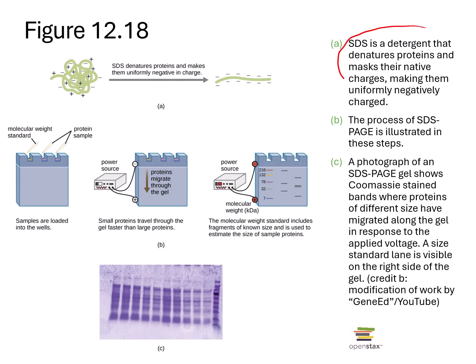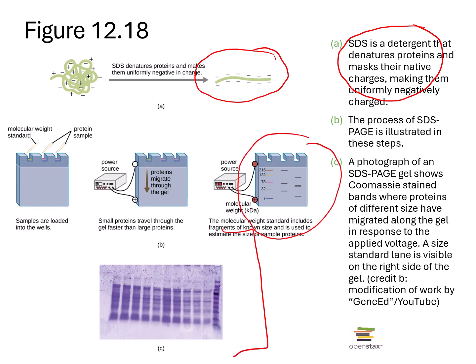So up here we can see that SDS is a detergent that denatures proteins and masks their native charges, making them negatively charged uniformly. And then by the end of the electrophoresis, we can see bands of proteins, and each band represents proteins of different sizes that have migrated based on molecular weight. And we will always have some kind of standard, just like we did for our DNA gel electrophoresis in agarose, to act like a ruler to estimate protein sizes.